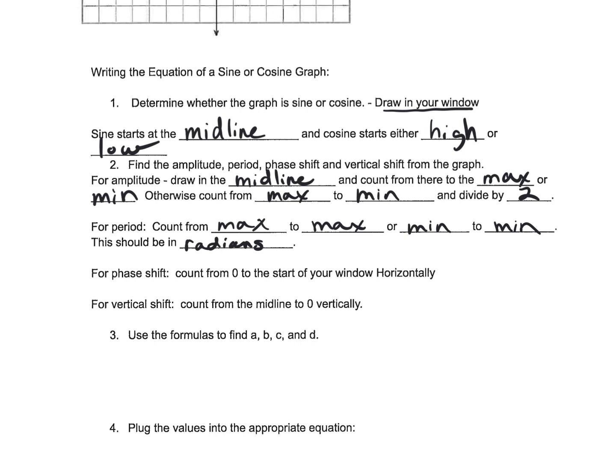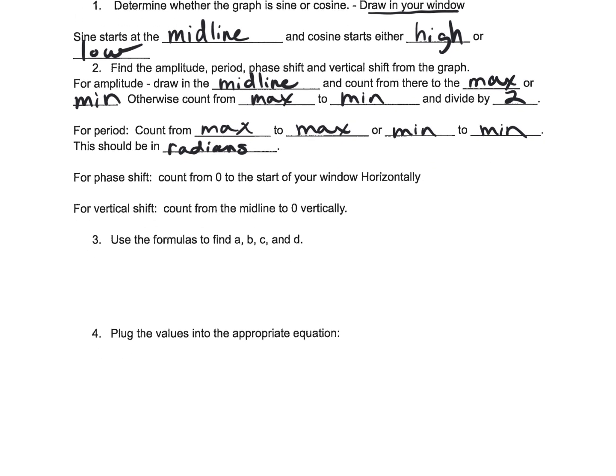For the phase shift, you're going to count sideways from 0 to the start of your window horizontally. And for the vertical shift, you're going to count from 0 to your midline vertically. And that's going to give you both of those, okay? And remember, whatever you count your phase shift, that is equal to what? C over B. And when you find your vertical shift, that is D.